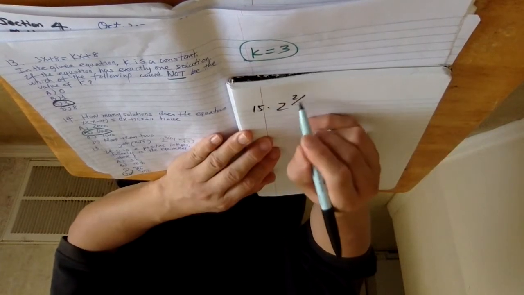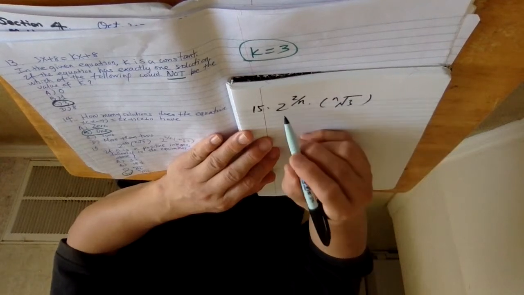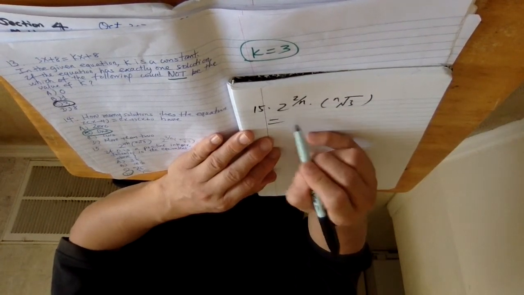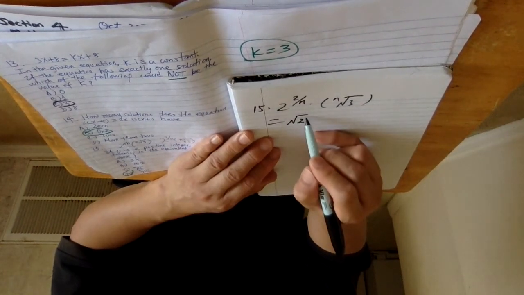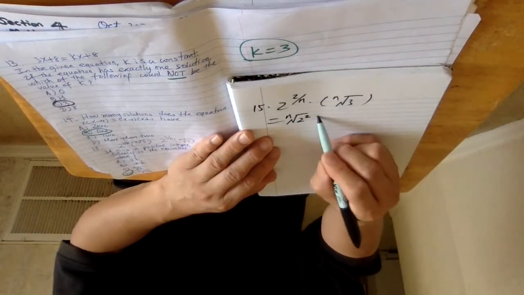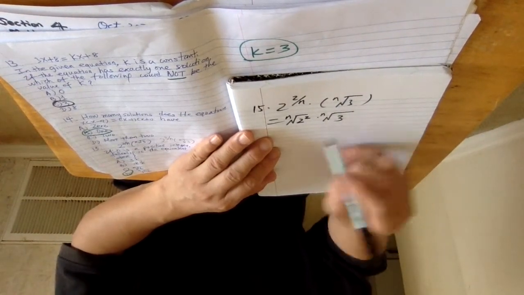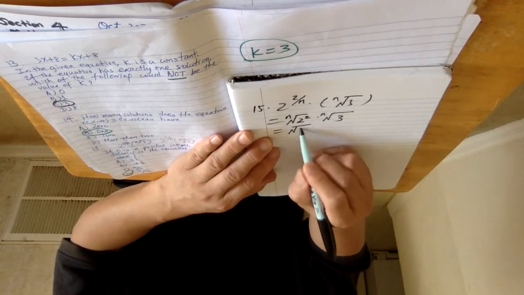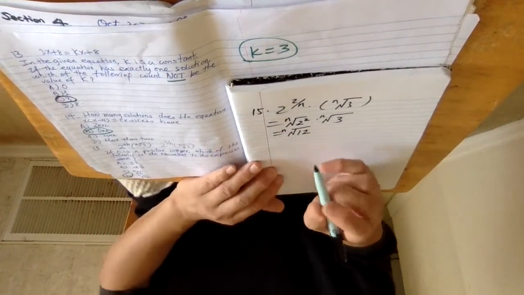Number 15, 2 to the n divided by 2 times square root of 3n. This is 2 to the second power to the n equals square root of 2 to the second power and n times square root of 3 to the nth power. So we're going to have 2 times 2 is 4, so times 3 is 12. 12 to the second power over n. So the answer is going to be D.